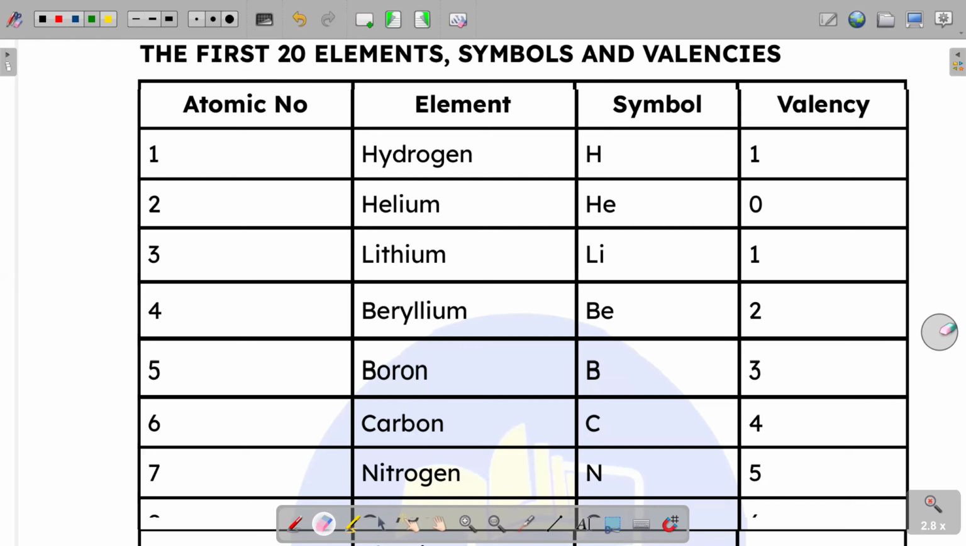So even if you do not have access to a periodic table and you know the first 20 elements in that order from 1 to 20, you can easily count and know the atomic number of the element you are looking for. So there are a lot of mnemonics.